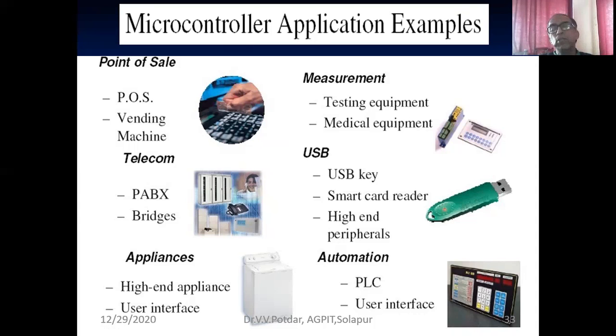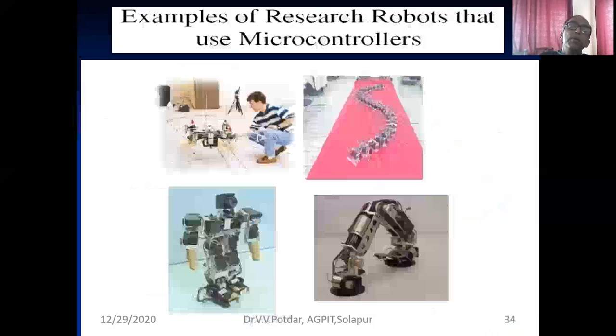Then it can be used as a USB key, dongle keys, if you remember. Many dongle locks are there on various devices. And in smart card readers and high-end peripherals, microcontrollers are used. In many automation applications, pneumatic and hydraulic applications using PLC, microcontrollers are used. Now, research robots use microcontrollers, these are a few pictures. Snake robo, you can place robo, then humanoid robo, all use microcontrollers.